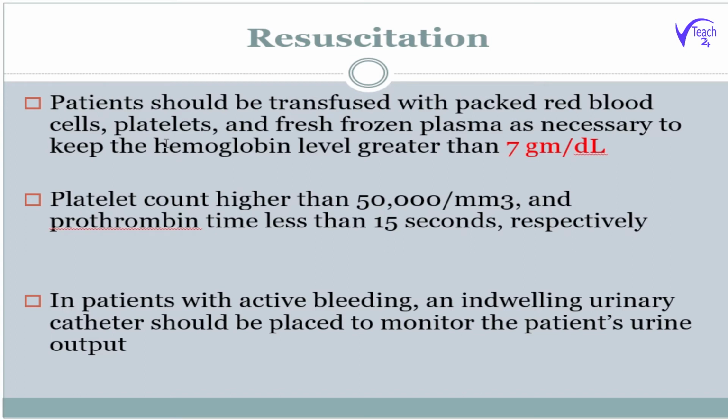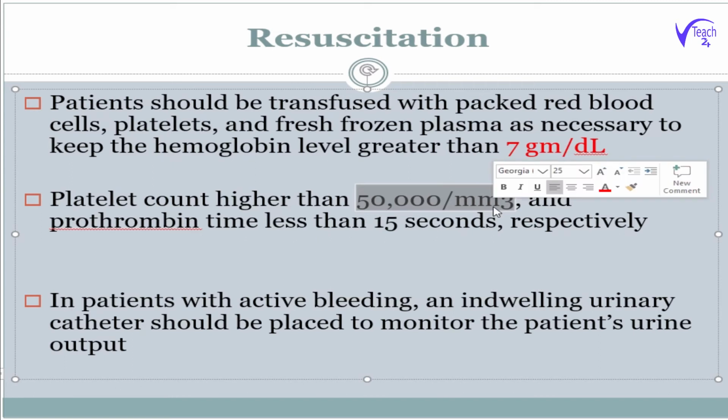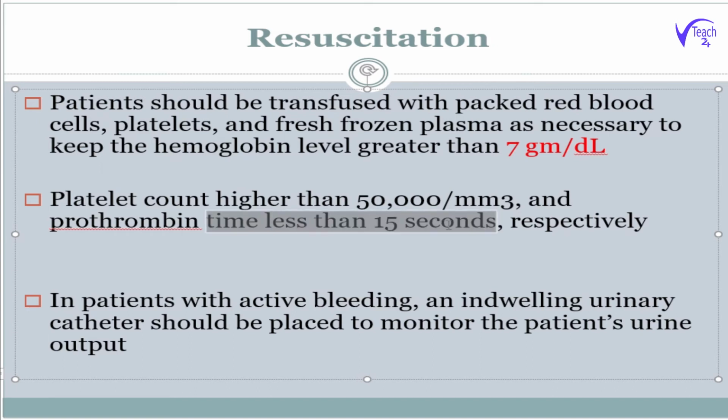If the platelet count is higher than 50,000 or the PT is less than 15, then we are not worried, and we have these set limits. We need to keep the platelet count more than 50,000 and PT less than 15 seconds.